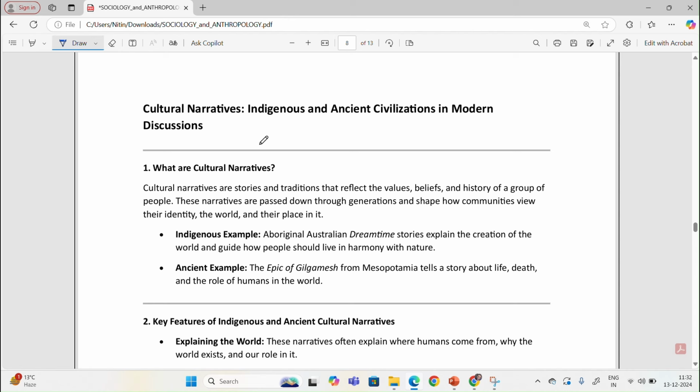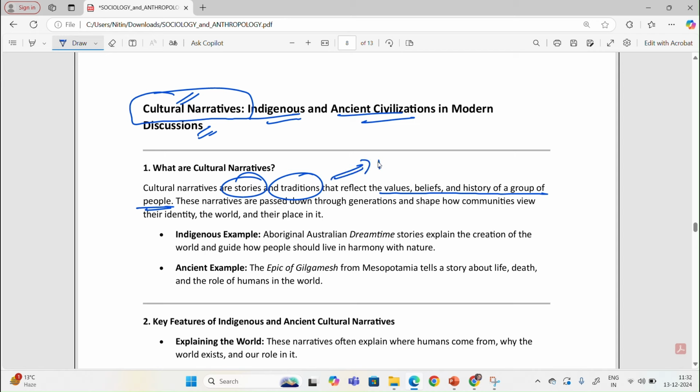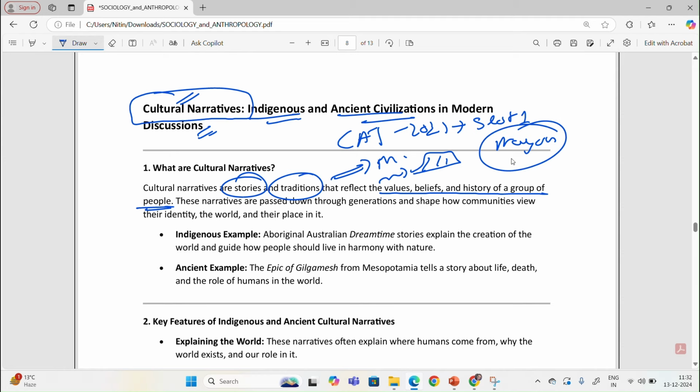Then these are certain things which are very important from the paper's perspective: cultural narratives of indigenous and ancient civilizations and how they affect modern discussions. Cultural narratives are stories, folklores, traditions that reflect the values, beliefs, and history of a group of people, and how they can be used to interpret modern discussions or be implemented in modern settings to improve our current way of life. There was a passage in CAT 2021, slot one, on the Mayan civilization, how it saw things differently and how we can also use it today. I will show it to you in the end.